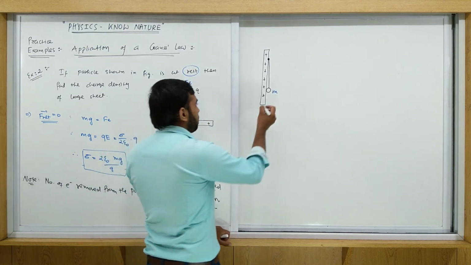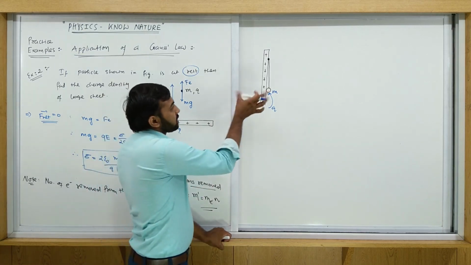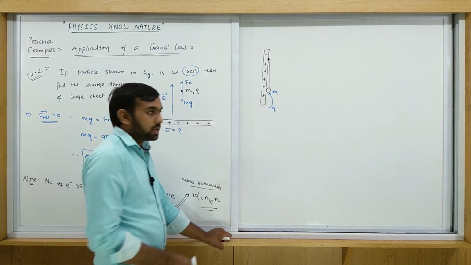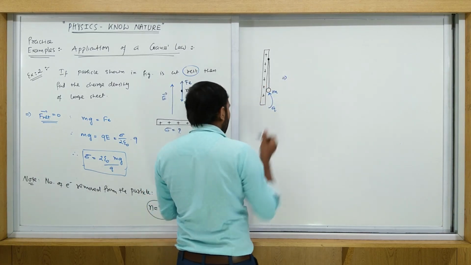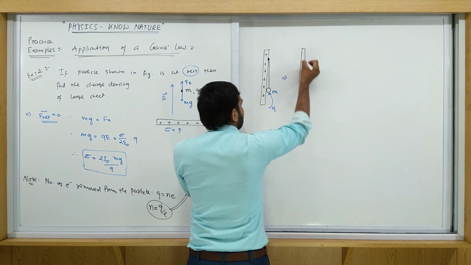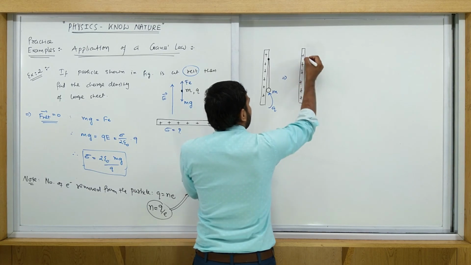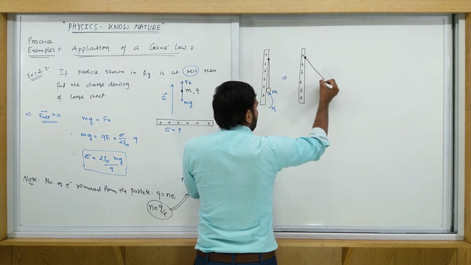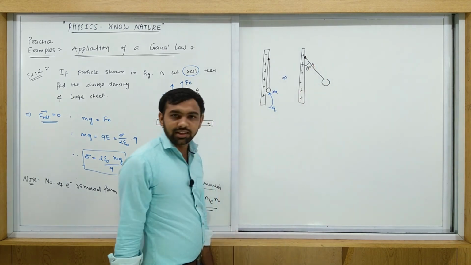Now you supply some charge q to this bob, then a repulsive force is produced. Due to this repulsive force, this bob moves away from the sheet. Then this type of situation occurs. See, plus plus everywhere. Then the question is: find this theta. Such a question can also come.